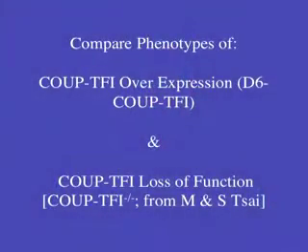The way we came to these conclusions is through changing the level of expression of COUP-TFI, either by overexpressing it using a transgene called the D6 COUP-TFI, or a loss of function analysis using a null mutation that was made by Ming and Sophie Tsai at Baylor College of Medicine.